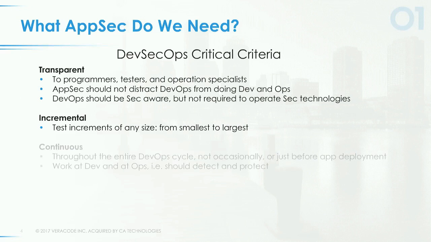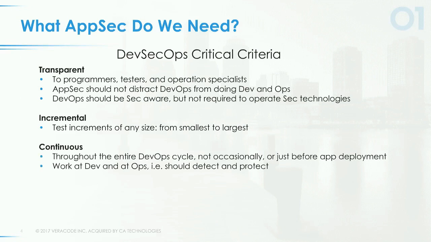And after that, technology should be continuous. It should be applied not at the end of the life cycle, but throughout the life cycle, every time a developer or operating specialist needs to invoke such a technology. Also, continuous implementation of security technologies means that it has to run not only at the dev part of the cycle, but at the ops part of the cycle.